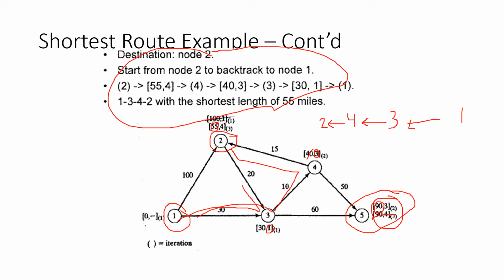But let's say I selected the one coming from 3. So 90 is the distance. The path is 5 coming from 3. So I go to 3. I read 1. Then 3 coming from 1. So the path is 1, 3, 5. That's the shortest route from 1 to 5.